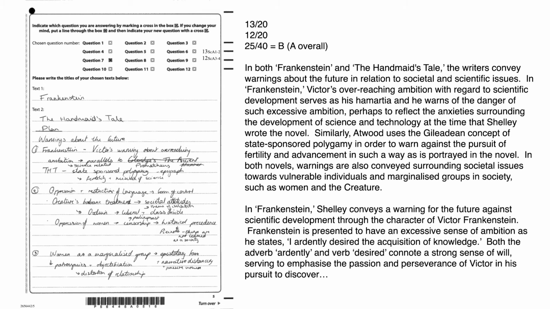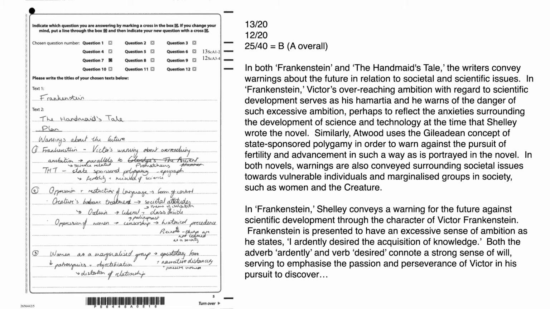This particular young lady had an ongoing target to more meaningfully integrate analytical links to AO3 historic context rather than bolting it on. In both Frankenstein and The Handmaid's Tale, the writers convey warnings about the future in relation to societal and scientific issues. In Frankenstein, Victor's overreaching ambition with regard to scientific development serves as his hamartia, and he warns of the danger of such excessive ambition, perhaps to reflect the anxieties surrounding the development of science and technology at the time that Shelley wrote the novel, The Enlightenment, Rationalism.